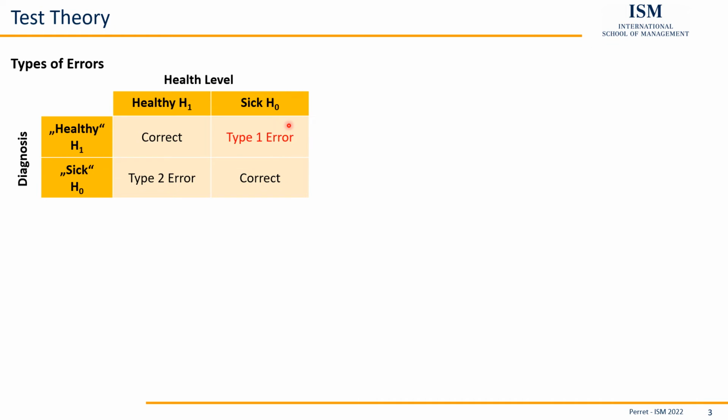Another designation is sometimes also the alpha error and the beta error. Of course, if I try to build my test in a way that it reduces the beta error, I will get a larger alpha error. If I try to build the test in a way that it reduces the alpha error, it will increase the beta error. That's always a trade-off I have there. And I will get back to this trade-off in a moment.